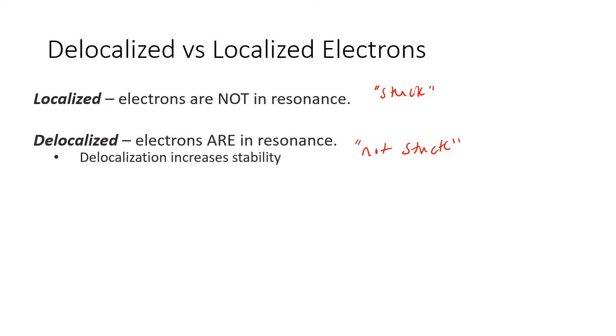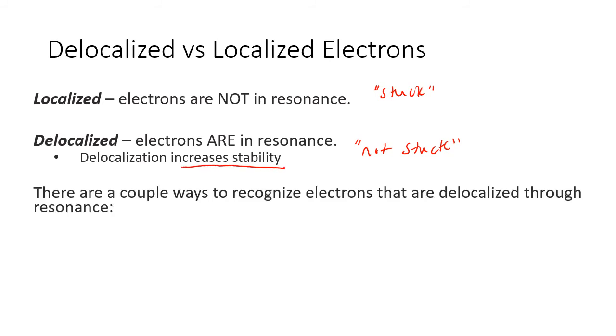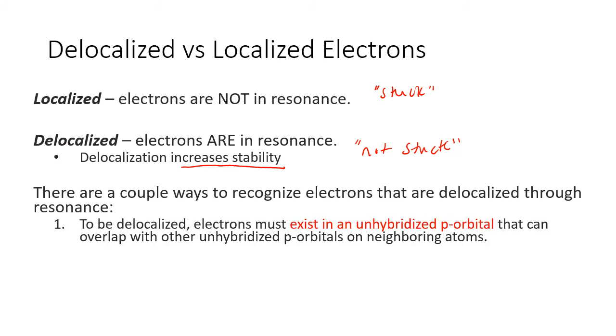When you have delocalized electrons on a molecule and they can move throughout, that increases the stability of the molecule. When we see that electrons are going to be delocalized, we can look for molecules that have a string of atoms that have an unhybridized p orbital. So electrons must be able to exist in an unhybridized p orbital that overlaps with other unhybridized p orbitals on the atoms that neighbor it. If that occurs, then those electrons can move throughout those atoms and participate in resonance.